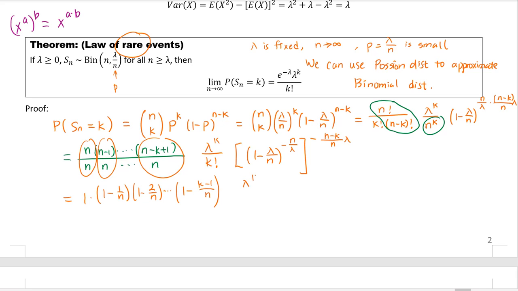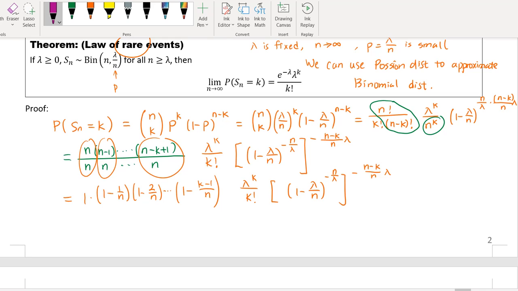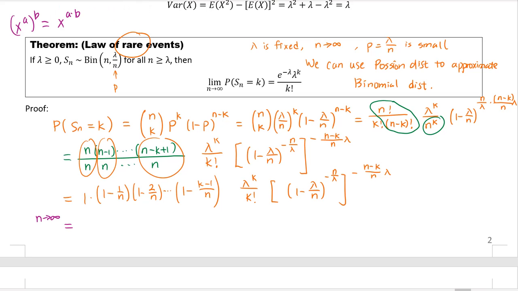And then we have the lambda to the k over k factorial. And we still have this guy, 1 minus lambda over n to the minus n over lambda, and this guy to the minus lambda times (n minus k) over n. Okay, now let's let n go to infinity and see what happens. So when n goes to infinity, this guy goes to 0. This guy goes to 0. This guy goes to 0. So 1 minus 0 is just 1. So this whole thing just goes to 1.